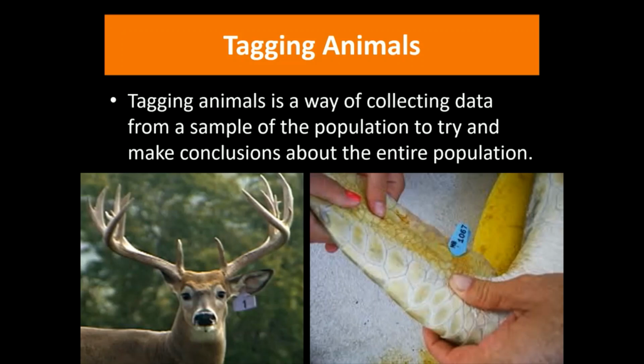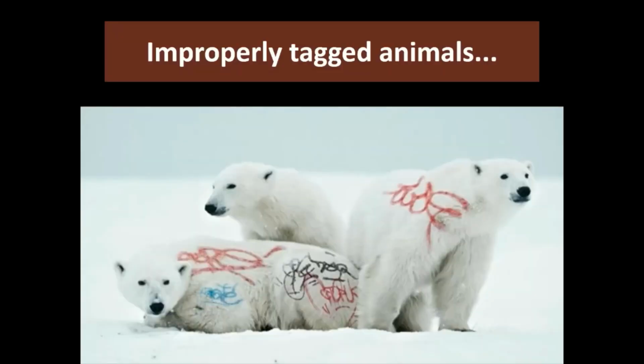And just to finish things off, I thought I'd leave you with a slide of improperly tagged animals. And for those of you who are worried about the horrible mistreatment of animals in this, I just want you to know that these polar bears were photoshopped with gang tags on them. And of course, that's not the kind of tagging we're talking about.